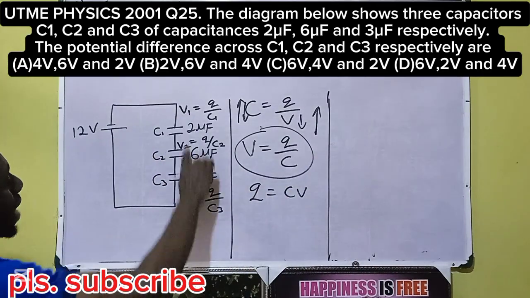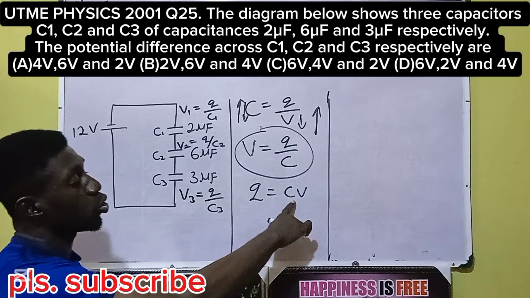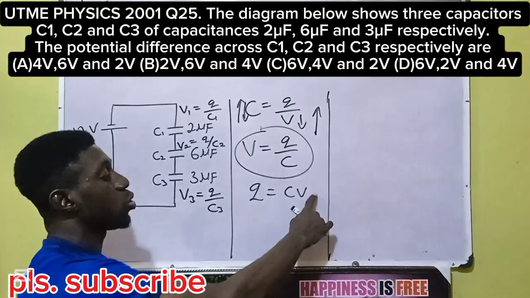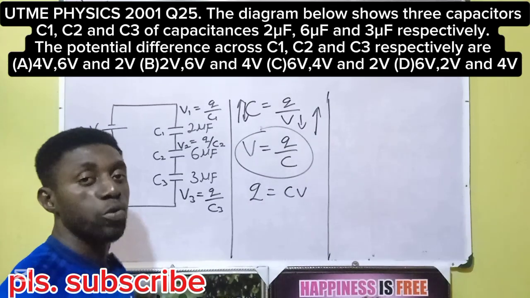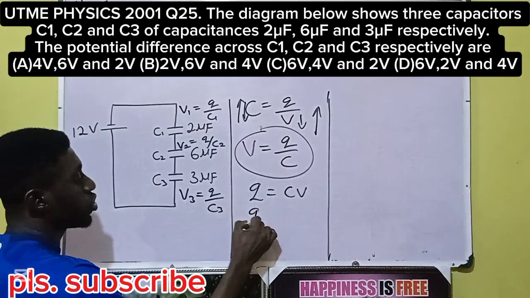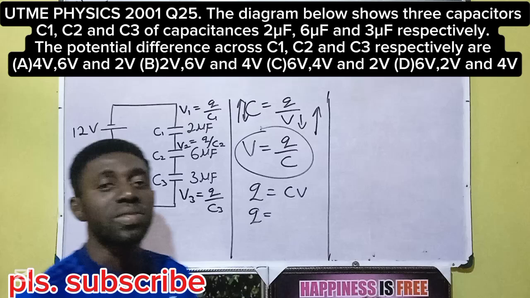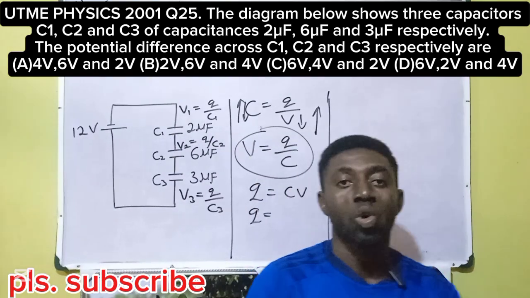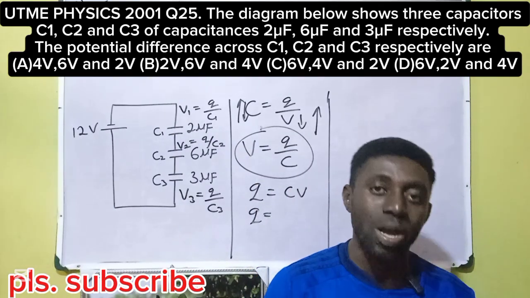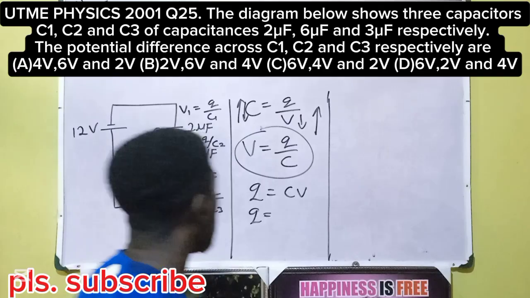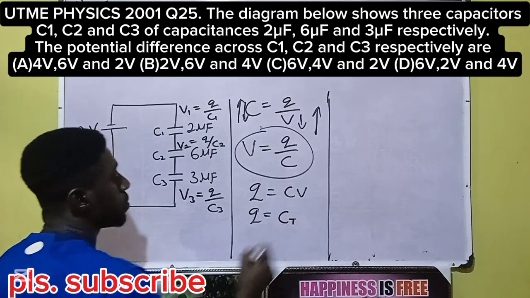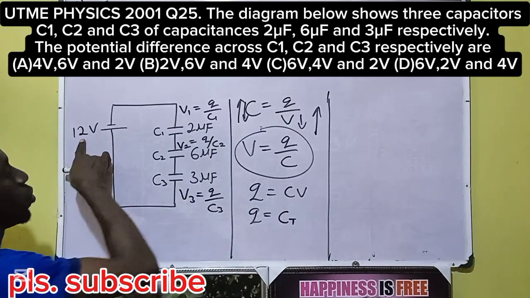Then to get the total charge in this circuit, we must know the total capacitance and as well the total voltage. Okay, let's see if we know them. Then the total charge is equal to the total capacitance. We don't know yet. We have three capacitances. So we'll get effective or overall capacitance. Okay, then we'll call that CT. Then the total voltage we know.